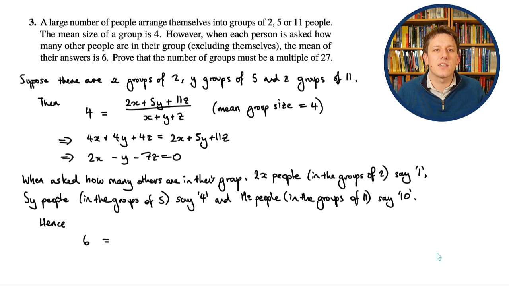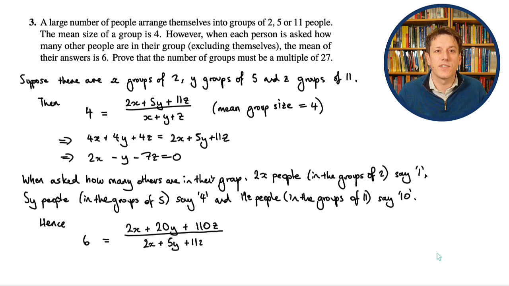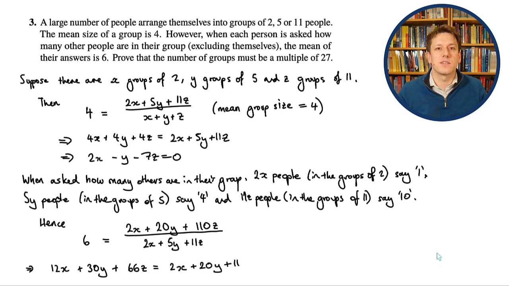So we can write the second average condition, that the mean of their answers is 6, as 6 equals the total of their answers. So 2x say 1, so that's 2x times 1, which is 2x. 5y say 4, so that's 5y times 4 is 20y. And then the 11z say 10, so 11z times 10 is 110z. And the total number of responses we've got is the total number of people, so that's 2x plus 5y plus 11z. Now multiplying through by that denominator, we get 12x plus 30y plus 66z is equal to 2x plus 20y plus 110z.